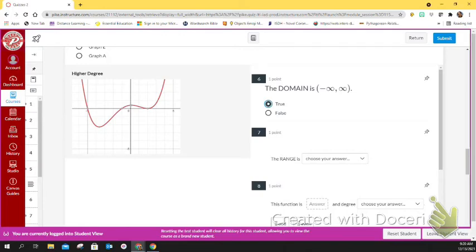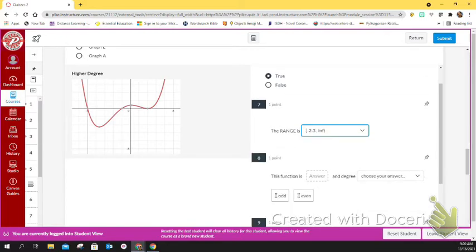For the range, you're going to look at the y value. So when you look here, what is the y value? It looks like that y value is about -2. That's a little less than -2. So it says -2.3 to infinity. That's what I would choose for that one.